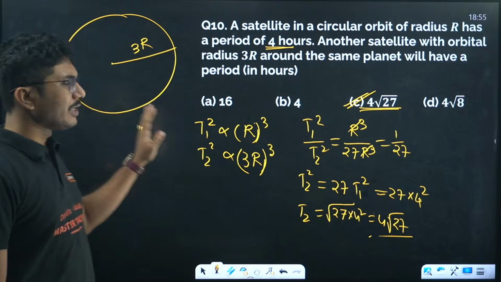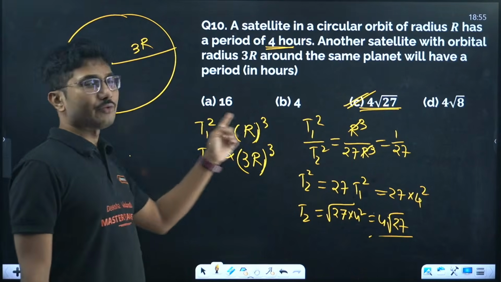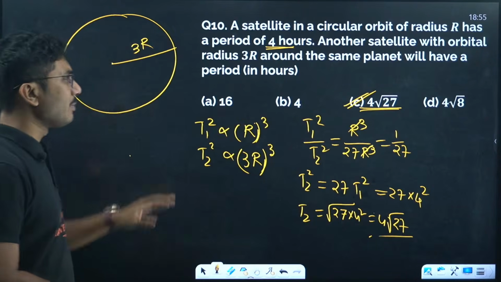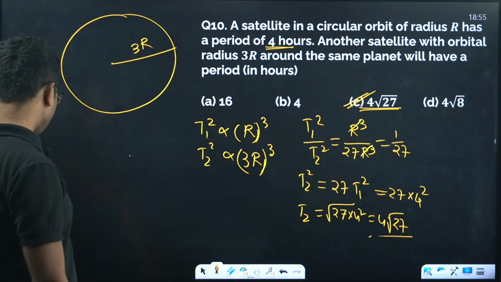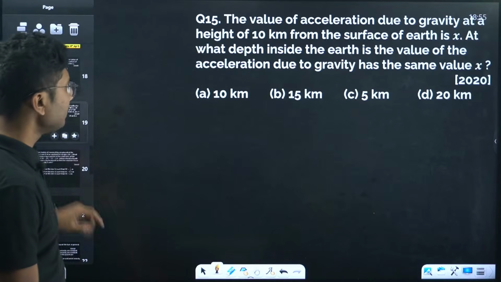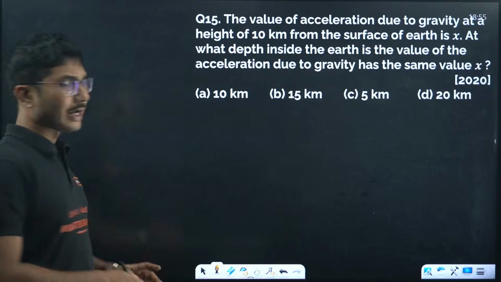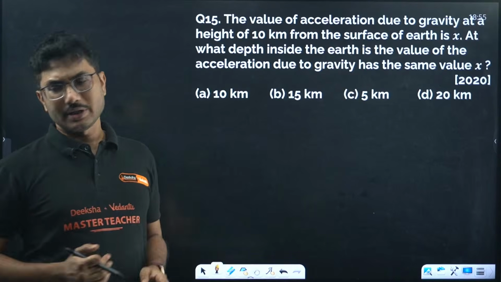No, here you don't need to use that formula. You simply consider that T square is proportional to R cube, because it's a ratio of 2 cases. You just need to write that T square is proportional to R cube. That is sufficient. You don't need to write the entire formula. Simply T square proportional to R cube is fine.